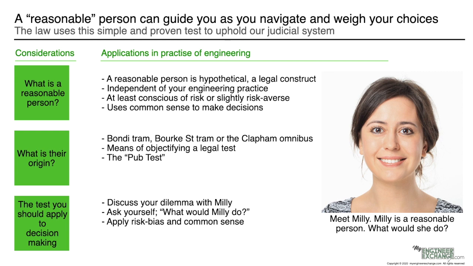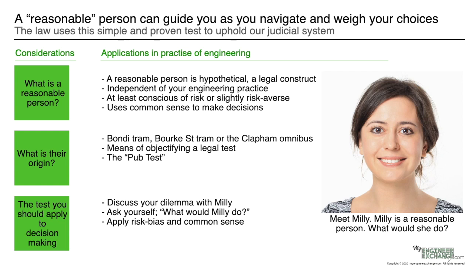But the thing about Millie is that she is conscious of risk, at least, and probably slightly risk averse. They're the people you want to put your ethical dilemmas to. And it's a means of objectifying a legal test. So in courts, they will talk about the test that a reasonable person would apply. In political circles, it's often called the pub test, what a group of people in the pub might think if you took your ethical dilemma to them. But ultimately, what we're asking you to do is refer that ethical dilemma to Millie. So the test you should apply is, what would Millie do, given that she applies a risk bias and common sense? It's that simple.